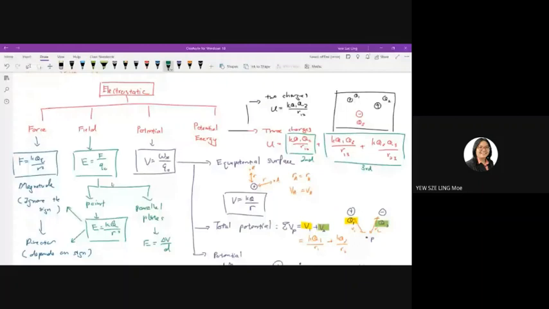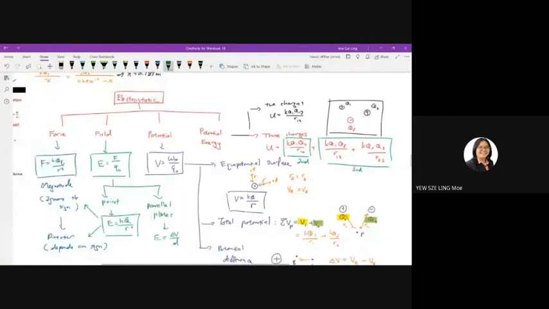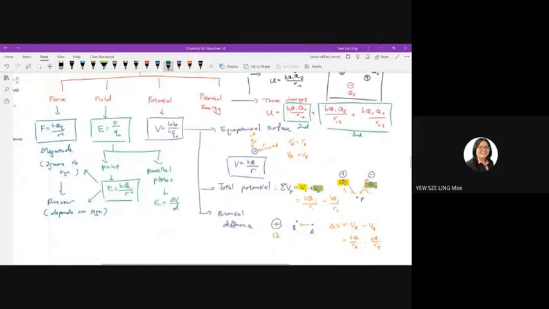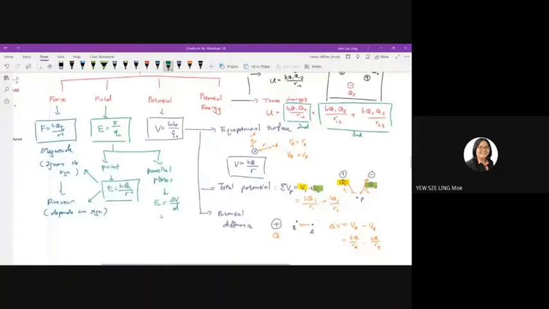So chapter 1 has four main categories: force, field, potential, and energy. We have seen all the possible questions that can be asked. Oh yeah, and of course, just now I forgot to mention, when it comes to parallel plates, you have four cases. You need to know how to solve all four cases, and what happens in all four cases.